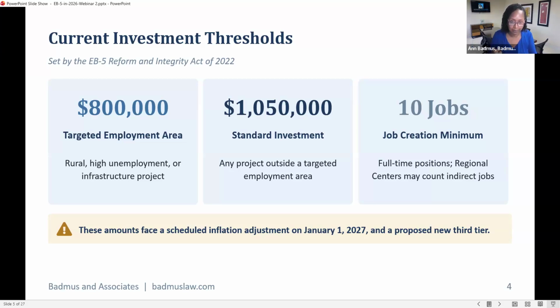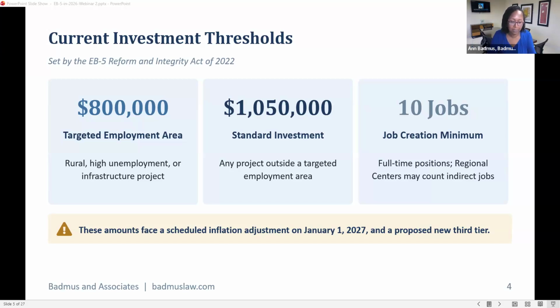You also have the standard investment, which is $1,050,000, the minimum for anything outside of that targeted employment area. And regardless of which investment you choose or which amount you make, the investment has to create 10 full-time jobs. If you invest through a regional center, which we'll talk about more in depth, those 10 jobs can be created by what's called indirect or induced jobs, meaning those jobs could be done by contractors, for example.